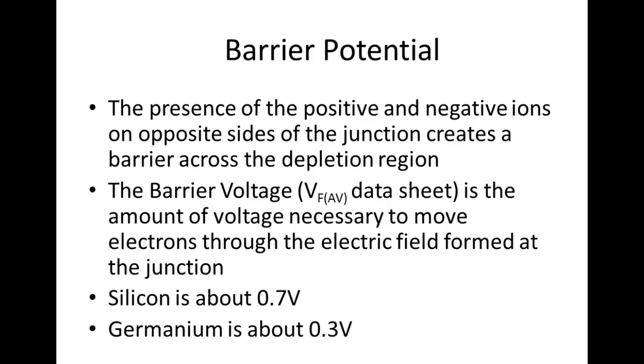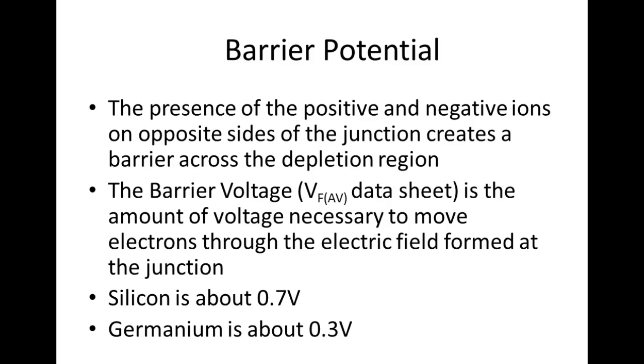That's a good picture. The presence of the positive and negative ions on opposite sides of the junction creates a barrier across the depletion region: the barrier voltage. When we look at the data sheets, understanding the data sheets for these solid state devices helps you out a lot on how they operate and why.